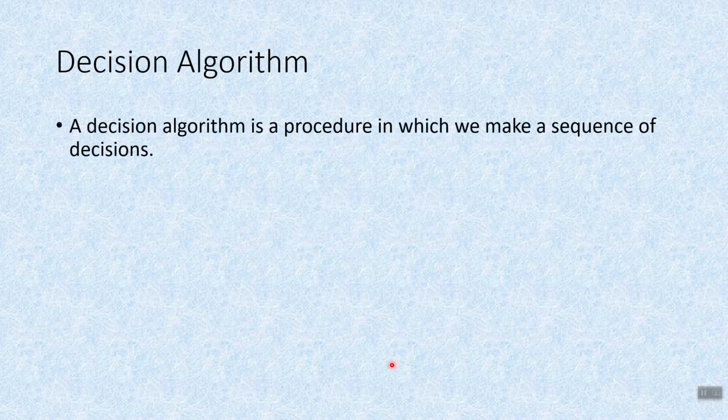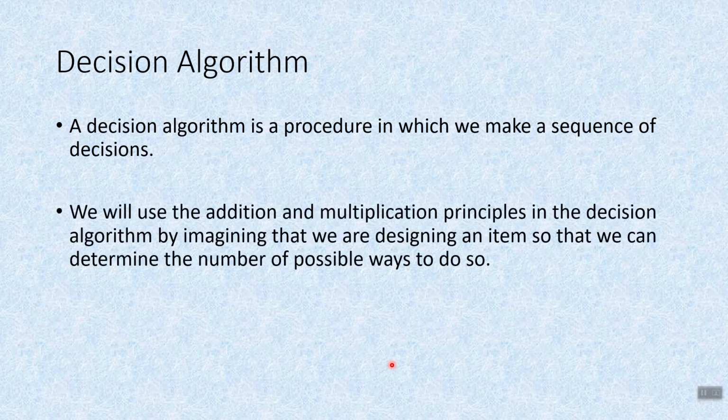So a decision algorithm is a procedure in which we make a sequence of decisions. We'll use the addition and multiplication principles in the decision algorithm by imagining that we are designing an item, so that we can determine the number of possible ways to do so. Now keep in mind, we're putting a mathematical structure on everyday life choices. Okay, so it is a little weird at first, but you got this.